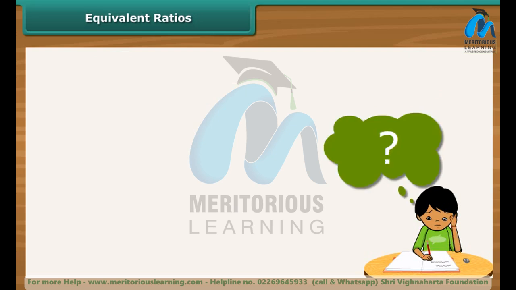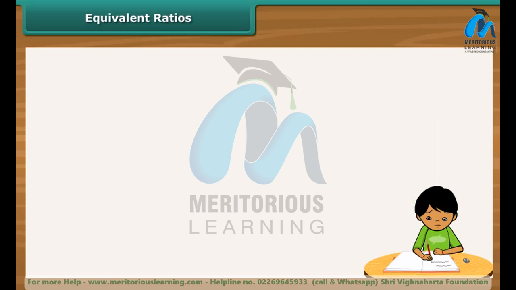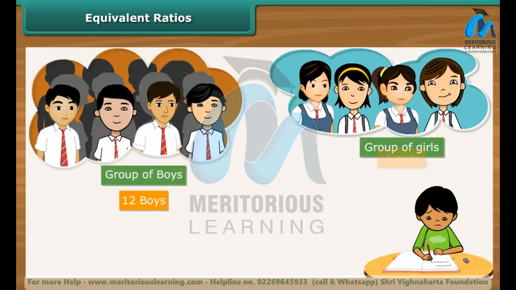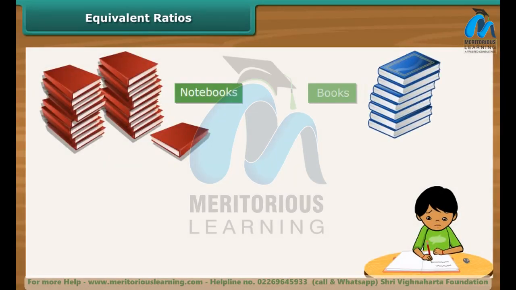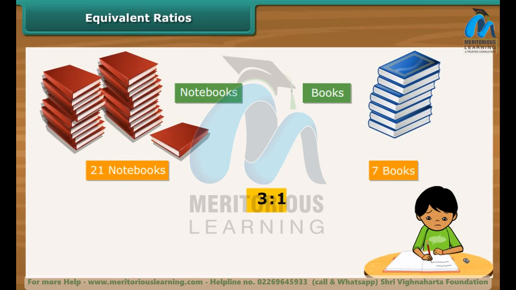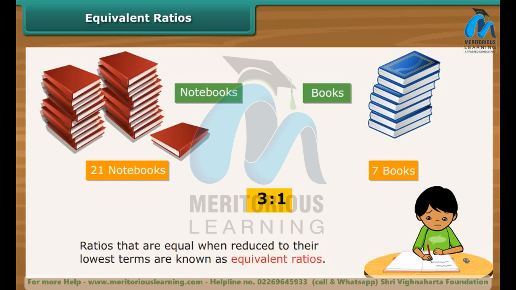Ritesh wonders, can two ratios be same? Yes, they can be. What the first one tells us is that boys are 3 times more than the girls in Ritesh's class. The second ratio tells us that the notebooks are 3 times more than the books in Ritesh's bag. Ratios that are equal when reduced to their lowest terms are known as equivalent ratios.